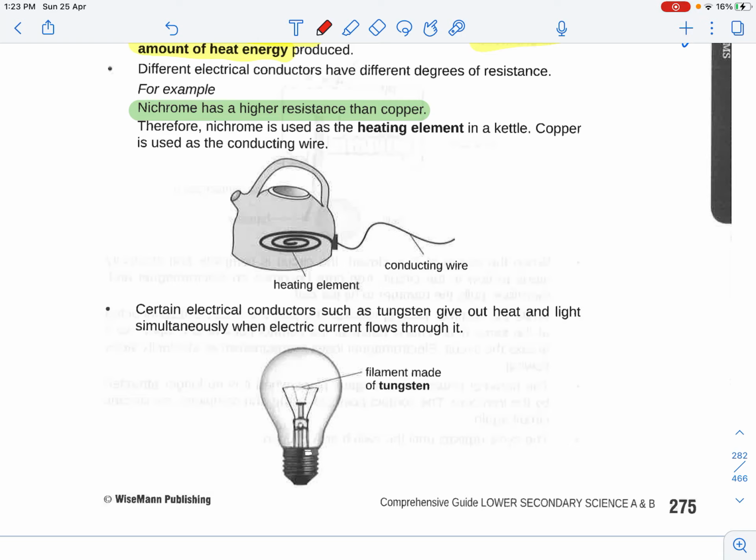Another example of an electrical conductor that gives us a lot of heat is tungsten. Tungsten is found in the filament of your light bulb, and this is able to glow brightly as well.